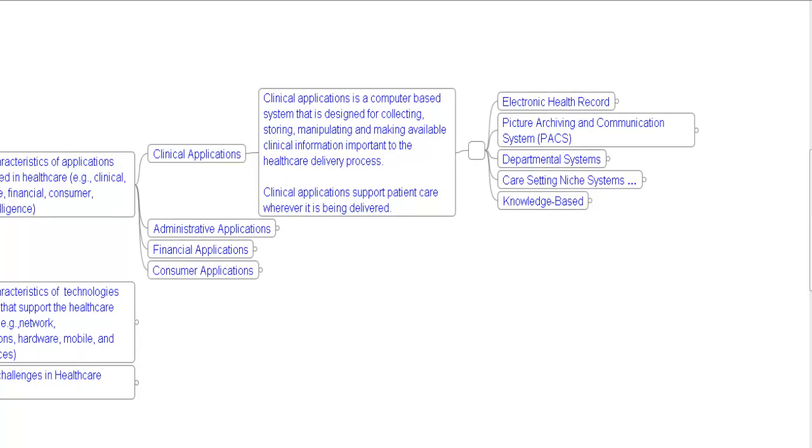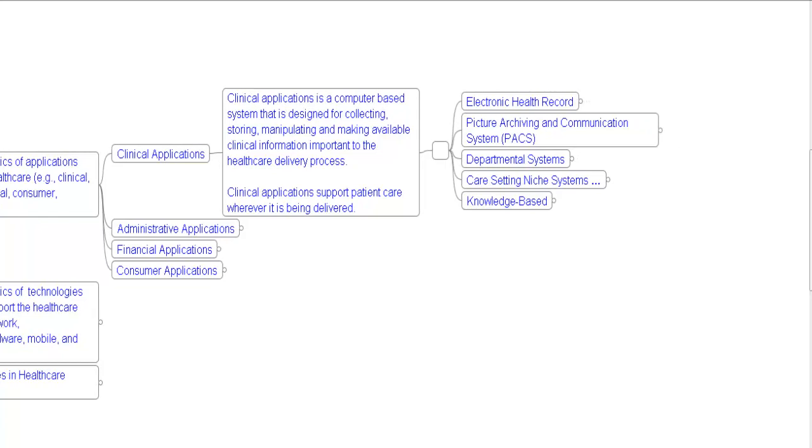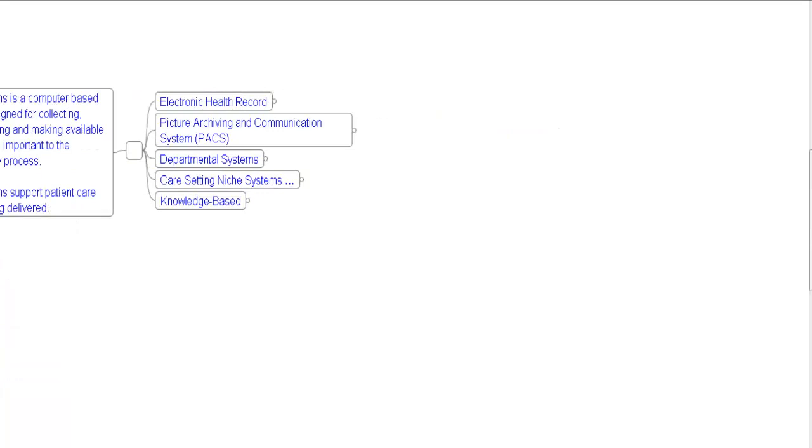A clinical application is a computer-based system designed for collecting, storing, manipulating, and making available clinical information important to the healthcare delivery process. Clinical applications support patient care where it is being delivered. Some examples of clinical applications are the electronic health record, picture archiving and communication system, also known as PACS, departmental systems, care setting niche systems, and knowledge-based systems. Let's see the electronic health record.